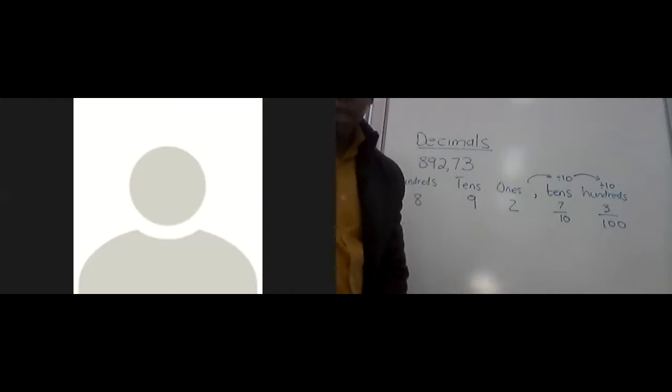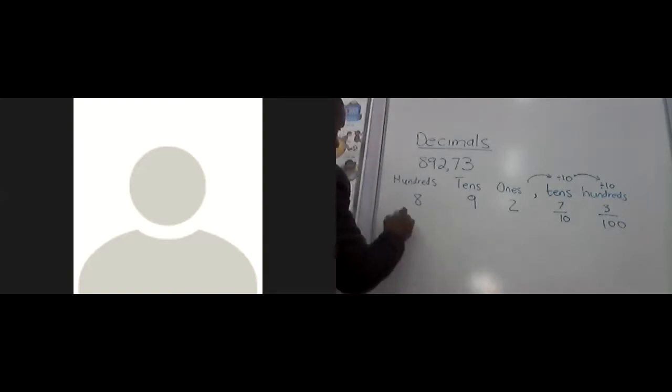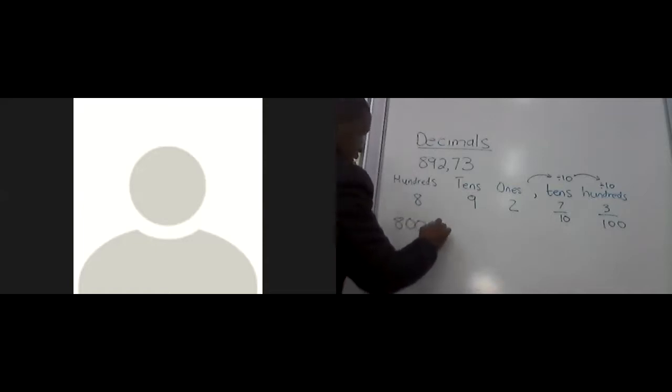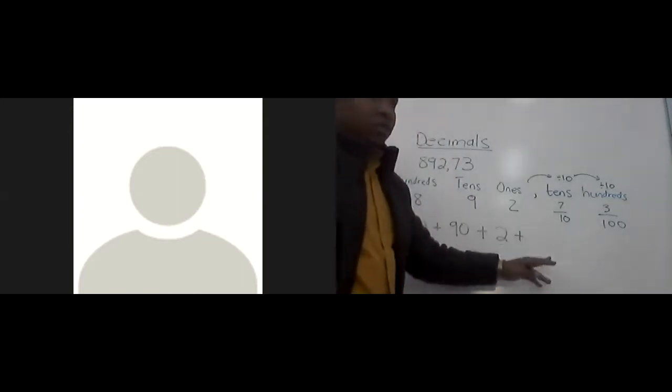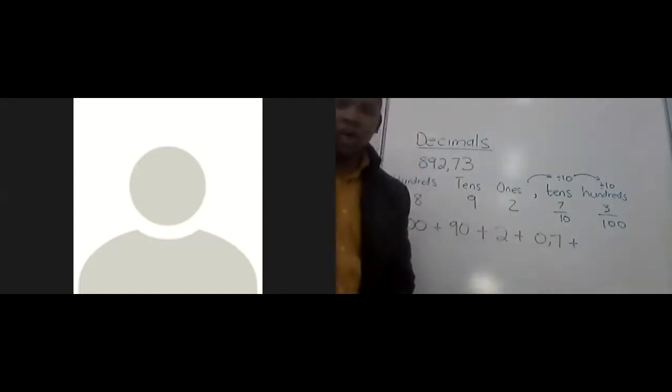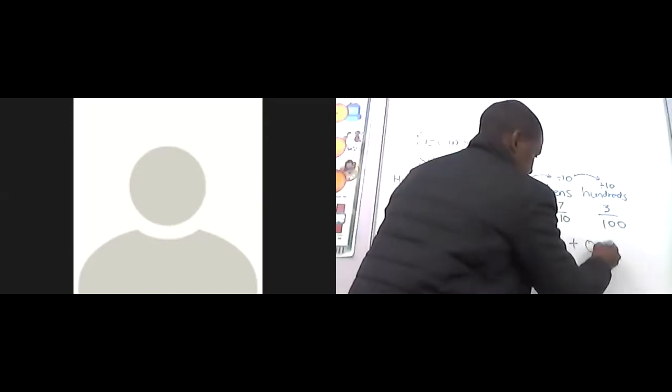So we will see how we can break it up. We can expand this number according to its place value. So this will be 800 plus 90 plus 2 plus 7 over 10 becomes 0.7 plus 3 over 100 becomes 0.03.